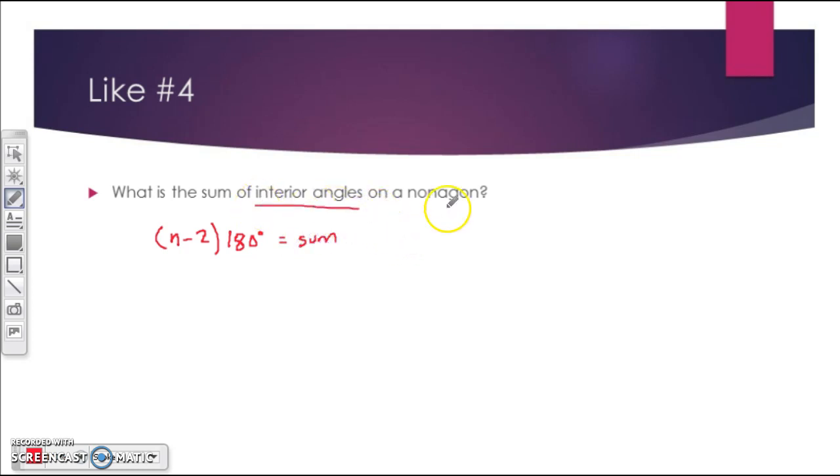Okay? Now, a nonagon. What in the world is a nonagon? It is a 9-sided figure. All right, so now to find the sum of the interior angles, I'm just going to plug that 9 in for n. So I'm going to say 9 minus 2 times 180, or 7 times 180.